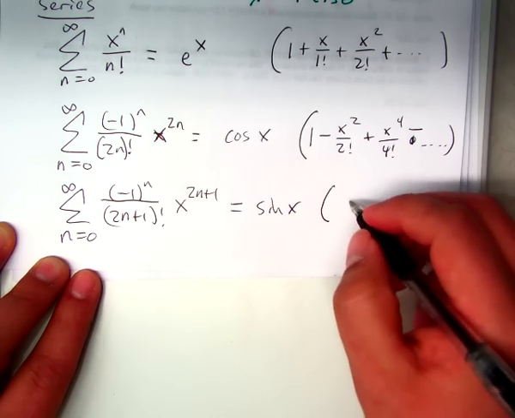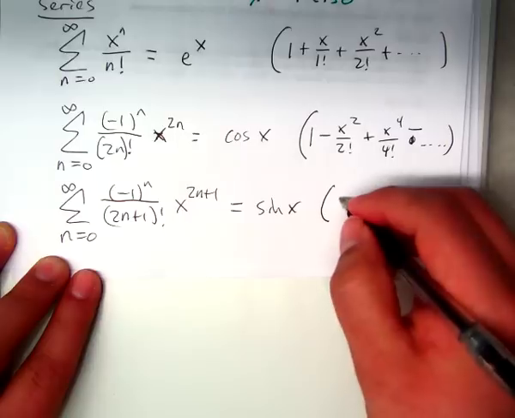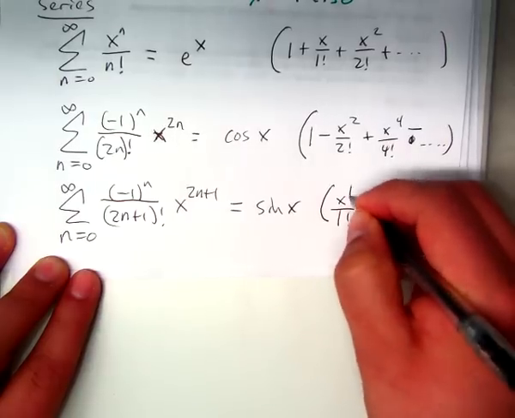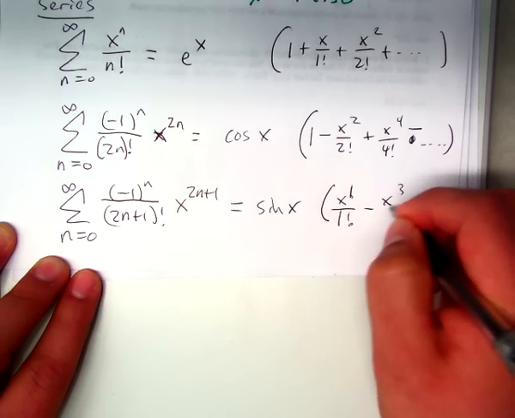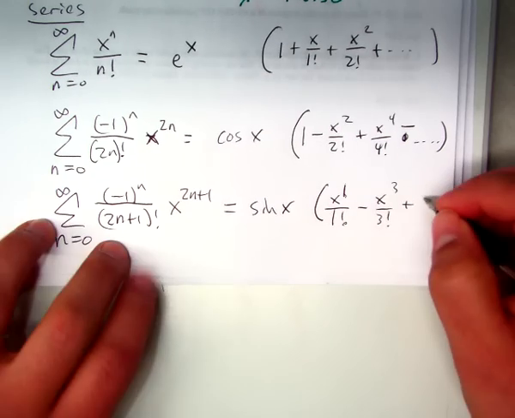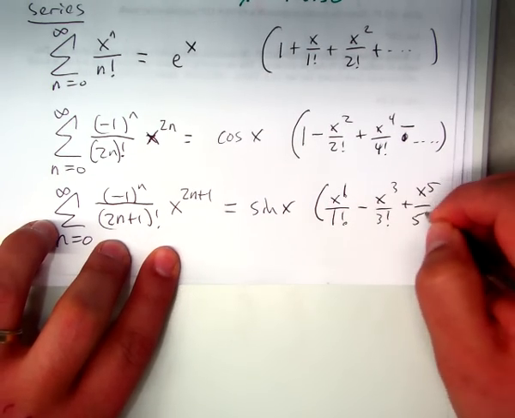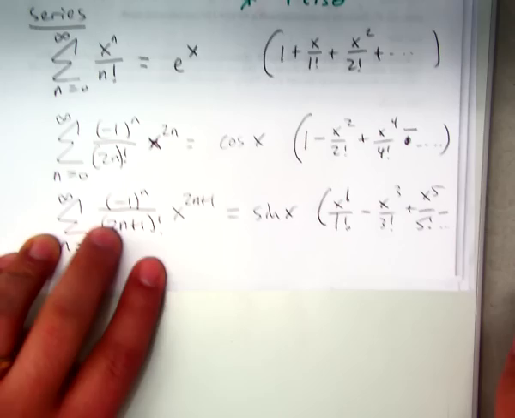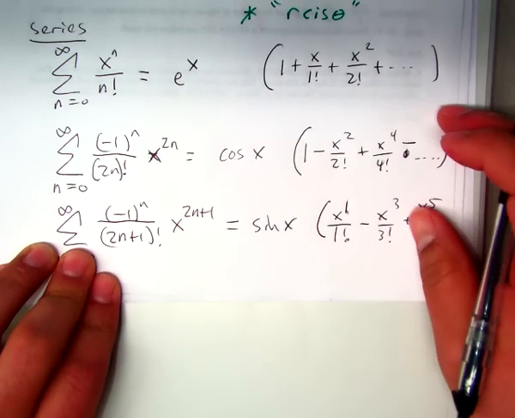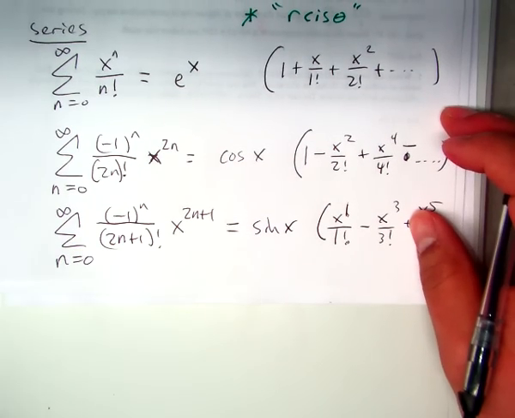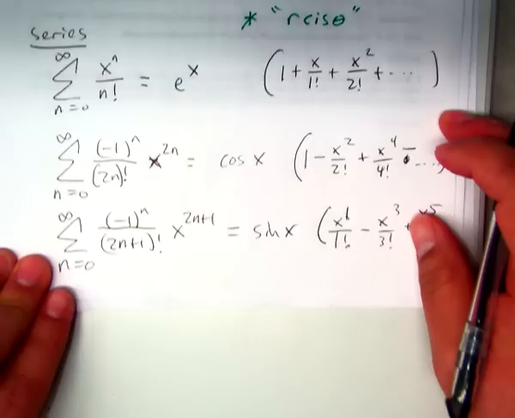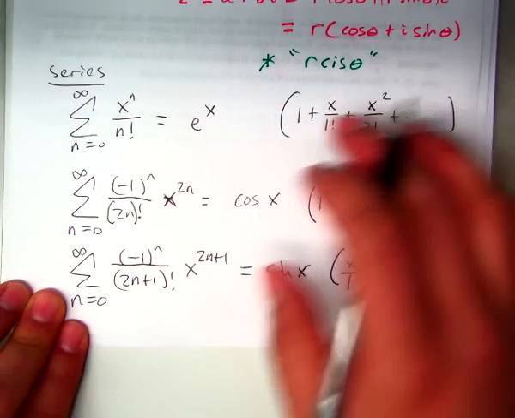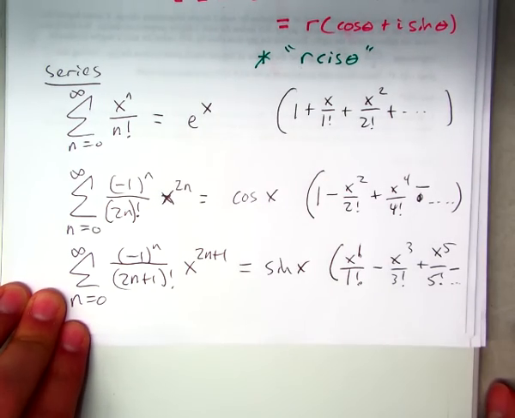So x to the first over 1 factorial minus x cubed over 3 factorial plus x to the fifth over 5 factorial minus all the other stuff. Okay? So, complex numbers, Taylor series. Okay? Let's put them together.